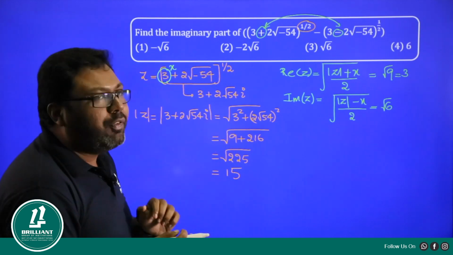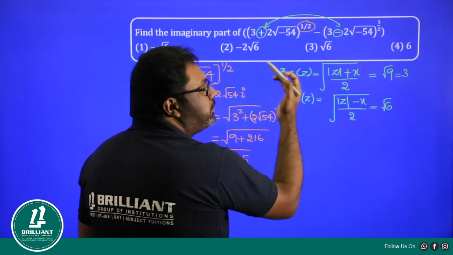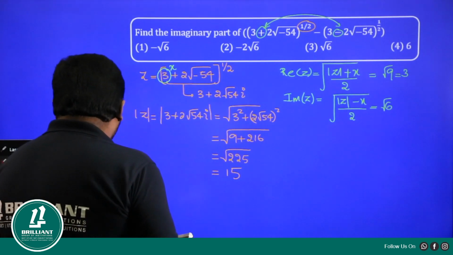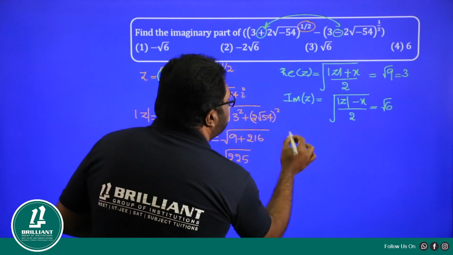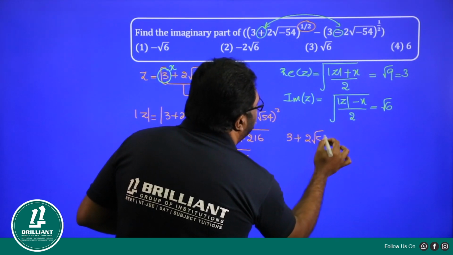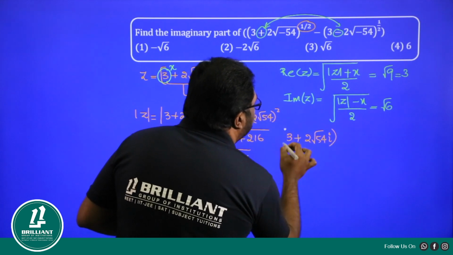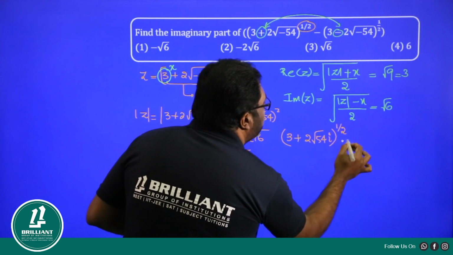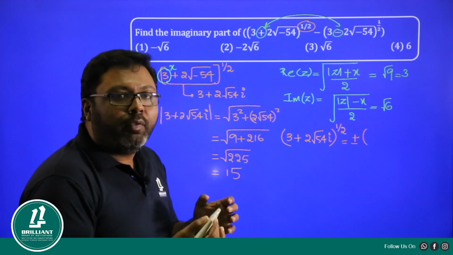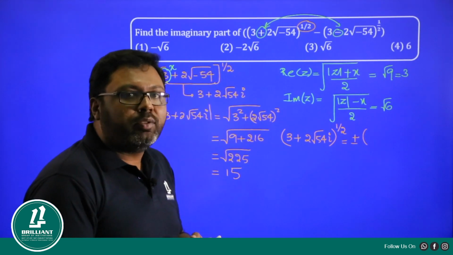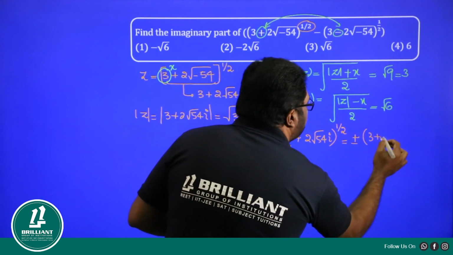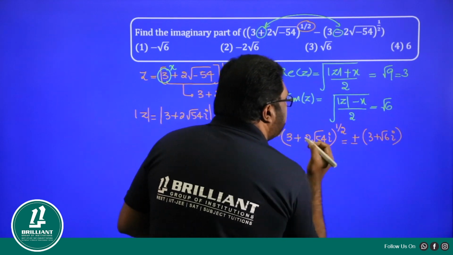So what is the only difference that is going to come? The subtraction. So how do you write it? All of you please note this. The first complex number (3 + 2√54 i)^(1/2) can be written as plus or minus, you know that, when you're finding the square root you always have a plus or minus: ±(3 + √6 i). This is the first case.